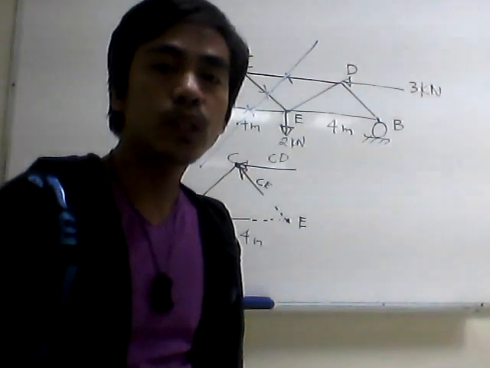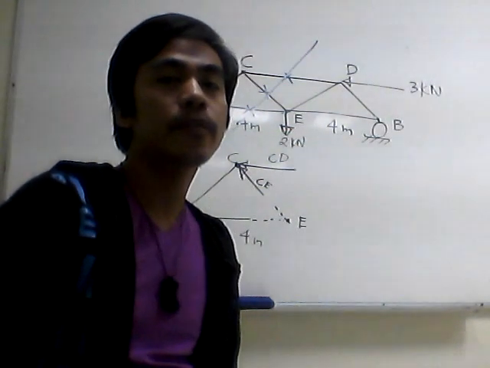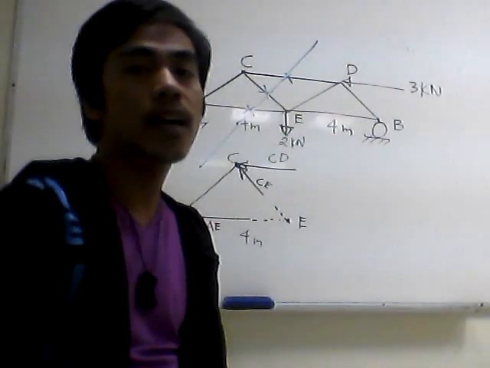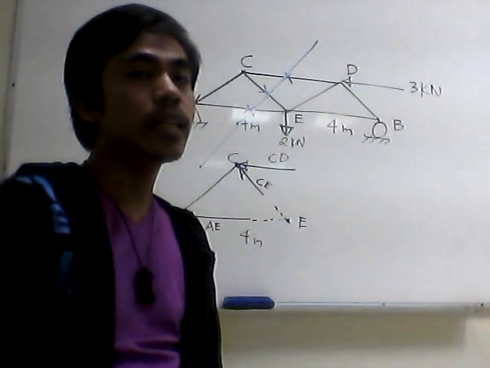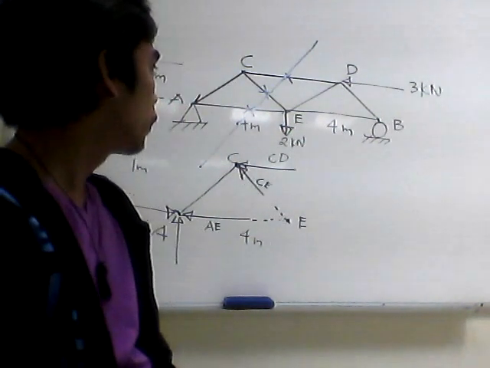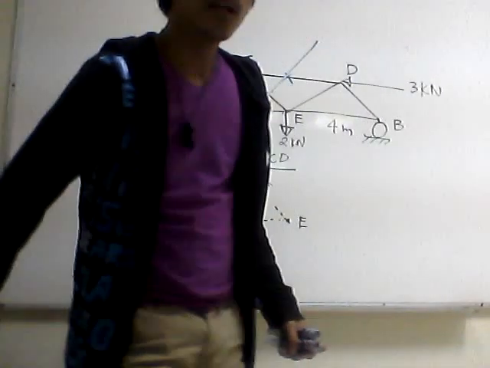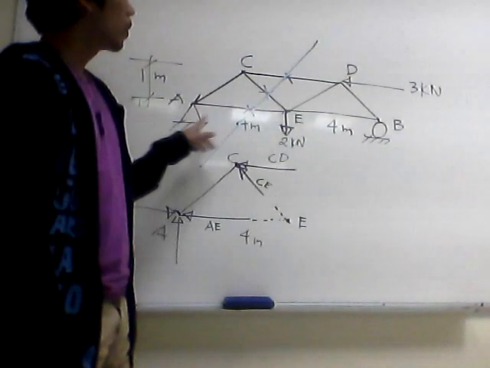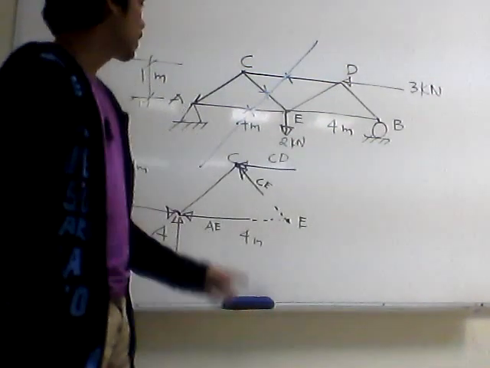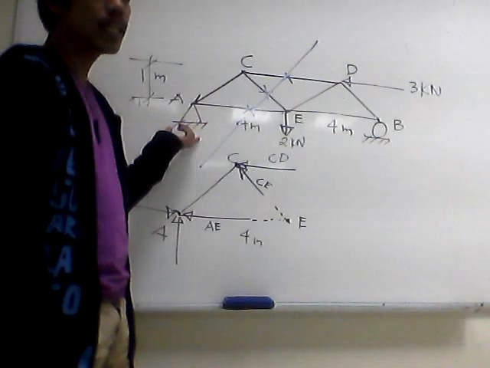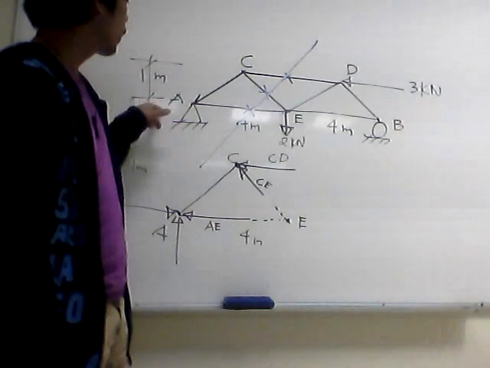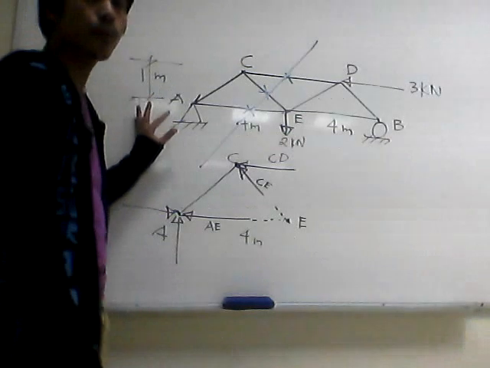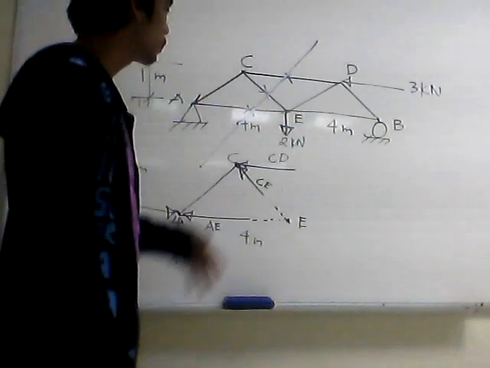Method of section is used when only specified member forces are required, meaning not all the member forces are being asked in the problem. So, again, as usual, the first thing is to solve for the support reactions, considering the given external loads. In this case, we have the simple support. A is here, vertical and horizontal, and roller support at B, vertical. We assume that we know now the values of these support reactions.